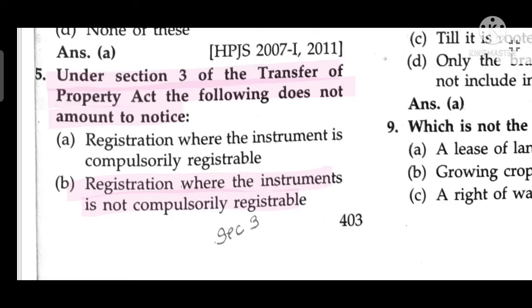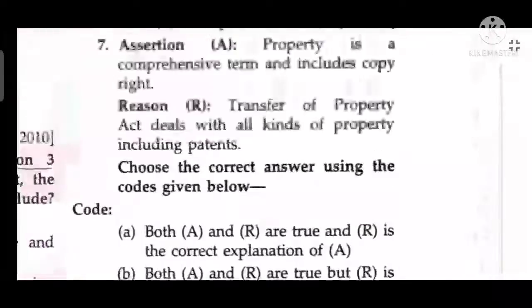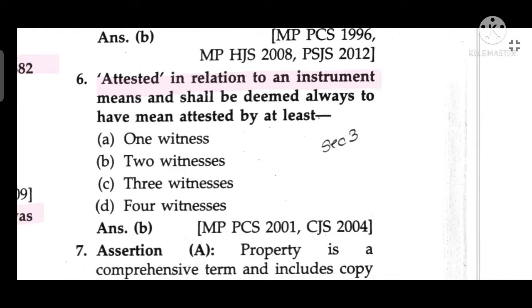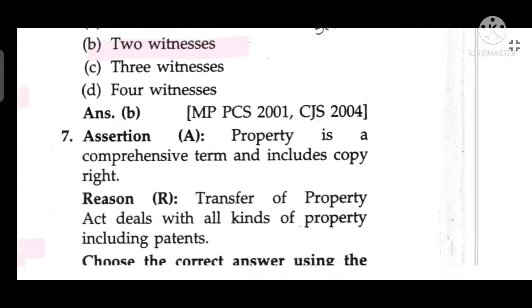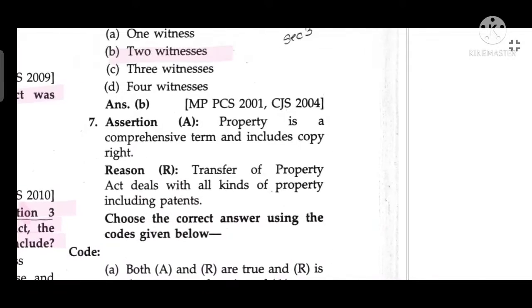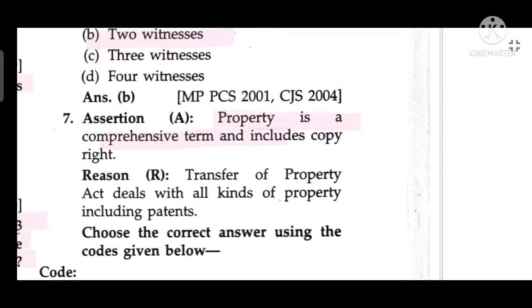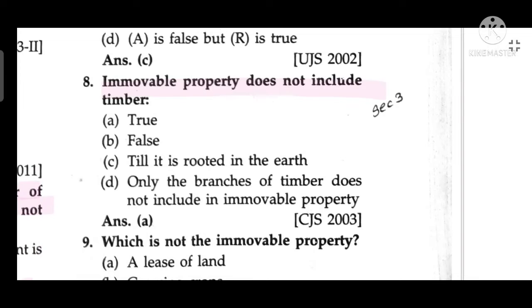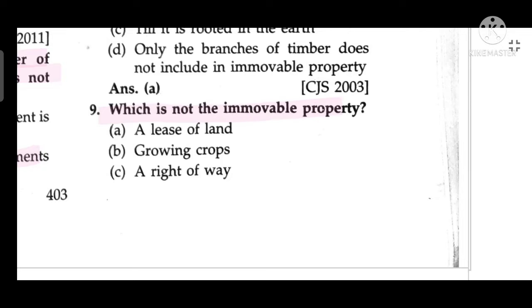Registration where the instrument is not compulsory, but registered. Attested, in relation to an instrument, means and shall be deemed always to have been attested by at least two witnesses. Property is a comprehensive term including copyright. Immovable property does not include timber, which is not immovable property.